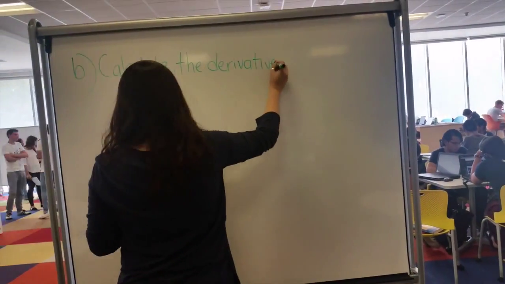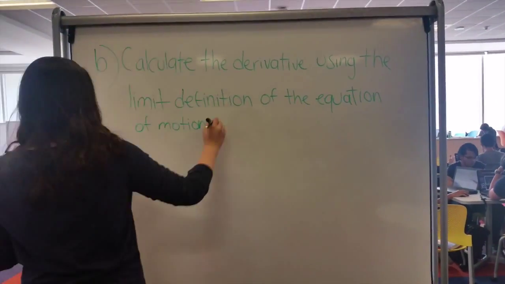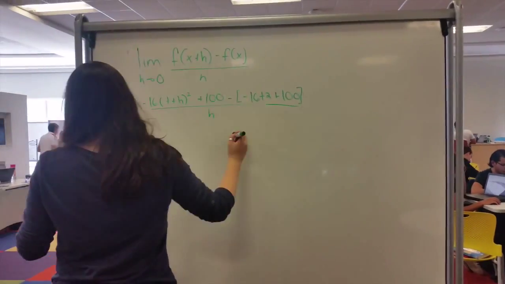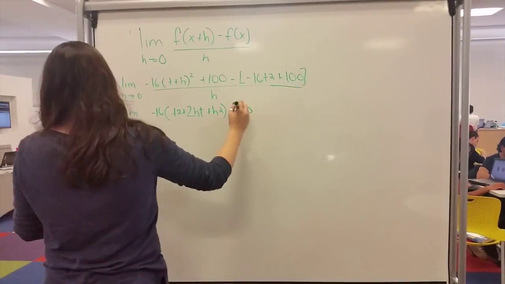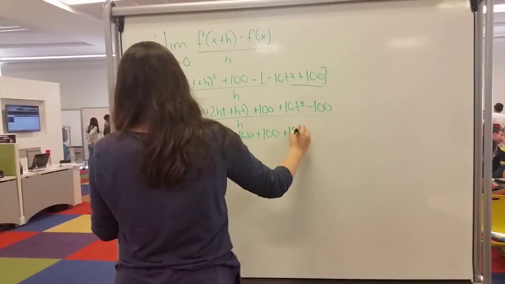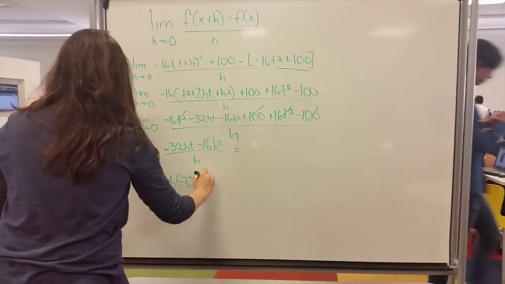First, you have to use the main formula with the equation of motion in the y direction. You must evaluate it with the limits. The limit as h approaches 0 of f of x plus h minus f of x, divided by h. Then you have to substitute the values and solve the polynomials, expand it, and then eliminate terms. Then factorize the common factor, and you simplify h.